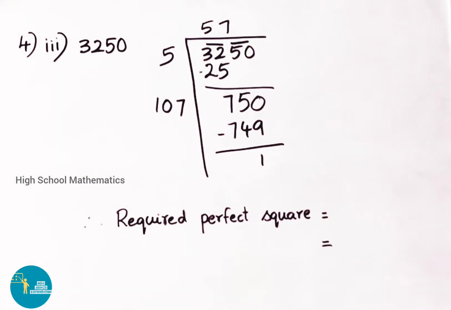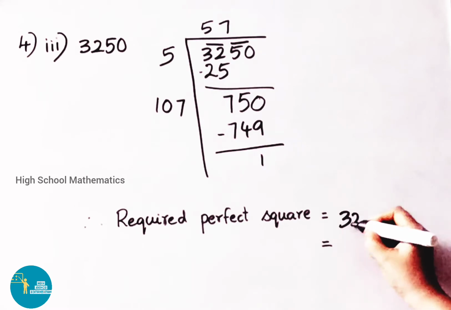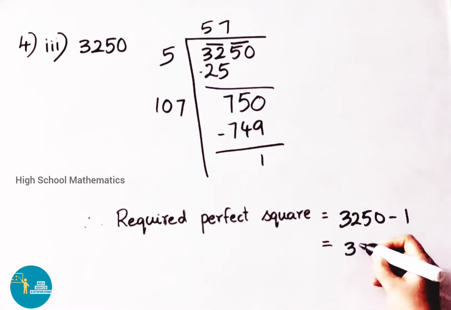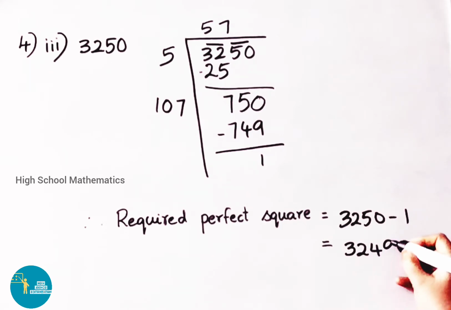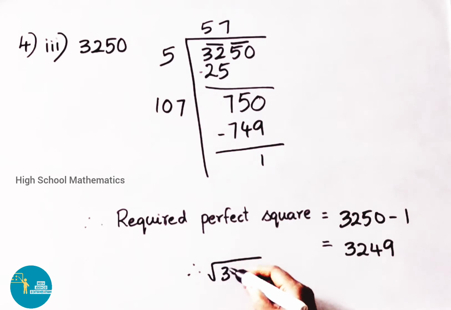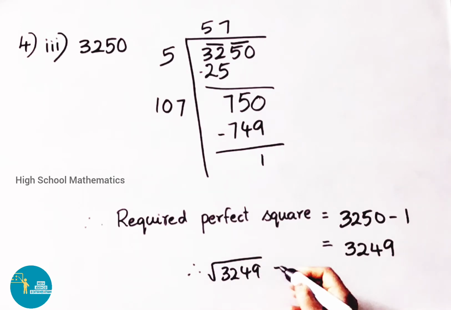Therefore, the required perfect square equals 3250 minus 1. That is 3249. Therefore, the square root of 3249 answer is 57.